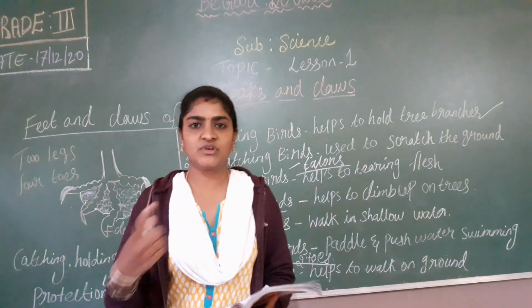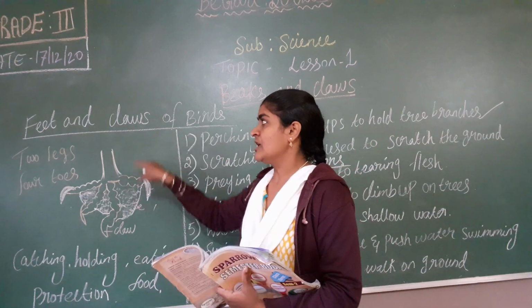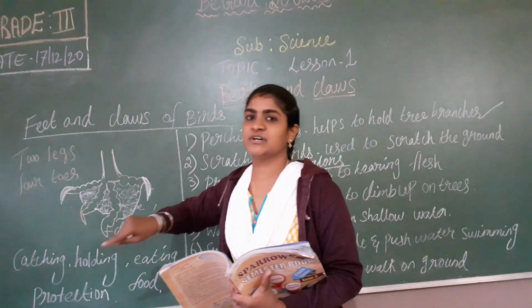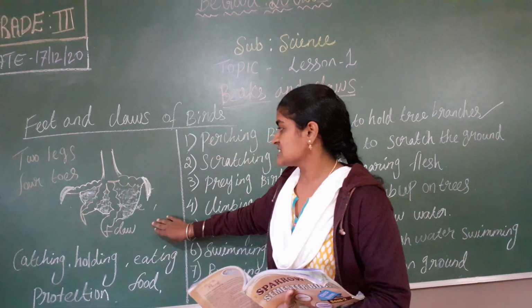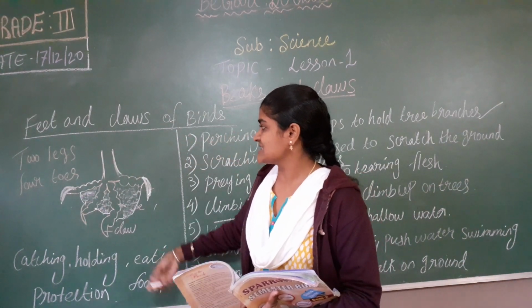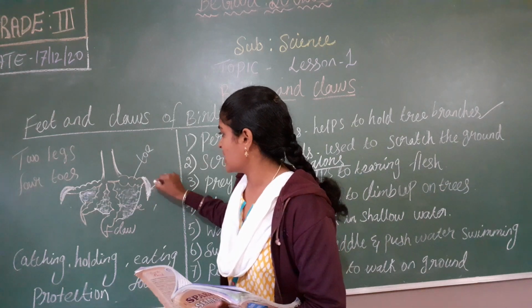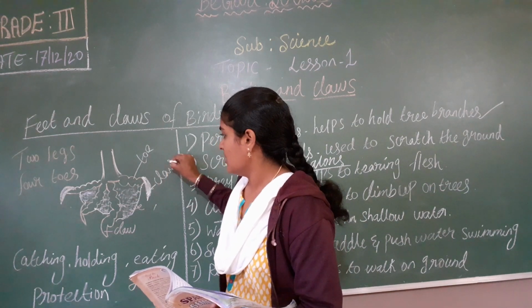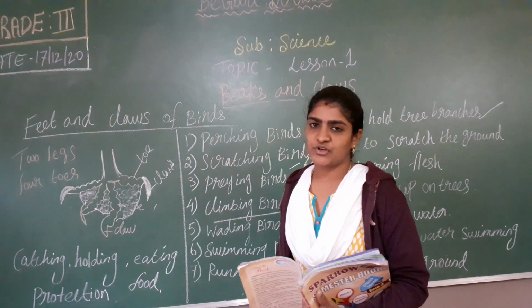Okay, so I am going to give a small recap of whatever I have explained. I have given an introduction about claws. All the birds have 2 legs and 4 toes. The claws and the shape will be like this. These are all toes and the nail part is called a claw. It is helpful for catching, holding, eating and protection.